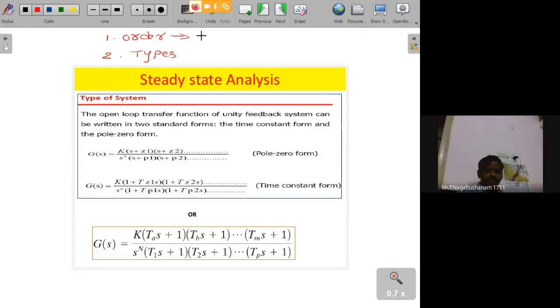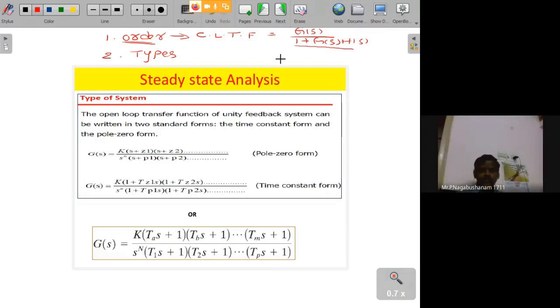The order means it is dealing with the closed loop transfer function. Order is dealing with the closed loop transfer function, that is g of s divided by 1 plus g of s h of s. What is the definition of order? Order means the highest power of s in the denominator of a closed loop transfer function.